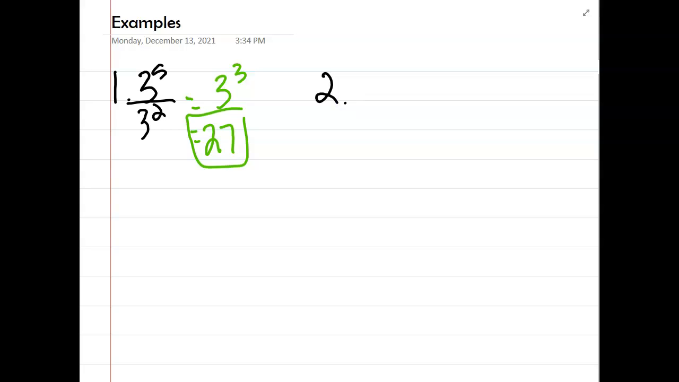Okay, number 2. X to the 6th, y to the 9th, over x squared, y to the 5th.